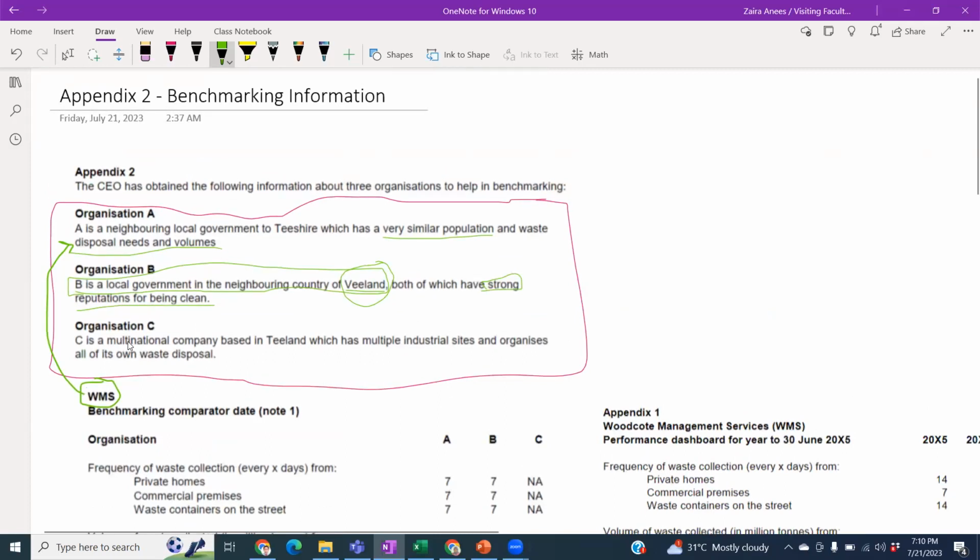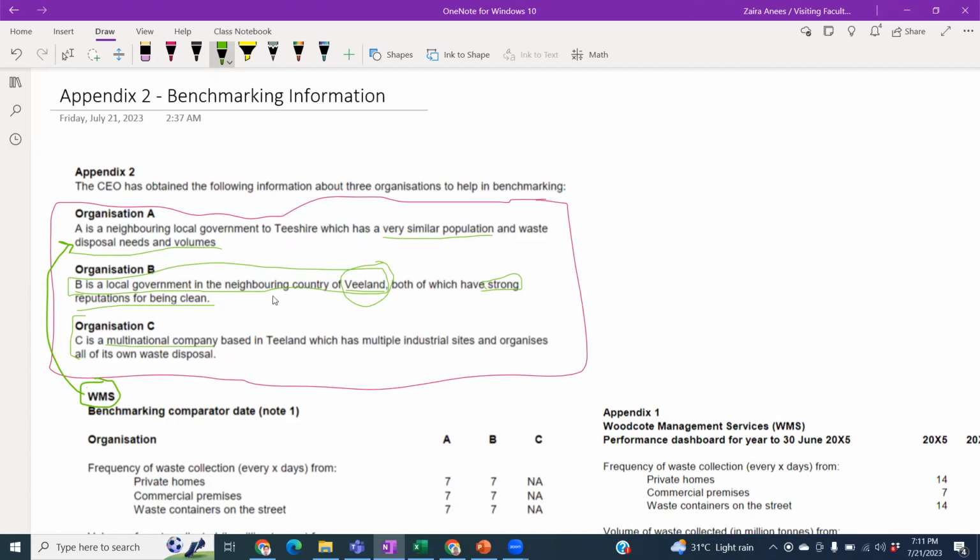What about organization C? C is a multinational company based in Thailand, right? Which has multiple industry sites and organizes all of its own waste disposal. So can we compare WMS with organization C? No. Definitely no. Because this is a multinational company and its objective will most probably be profit-making. So we cannot compare our performance with the private sector. We cannot do that. So why this information?